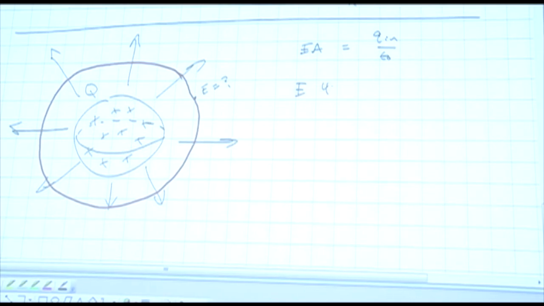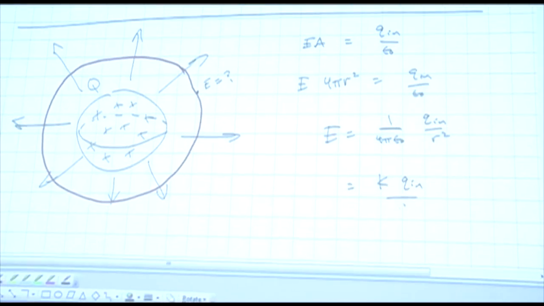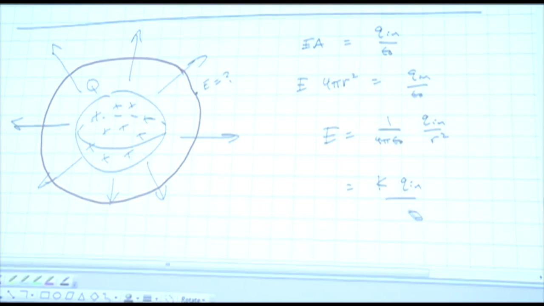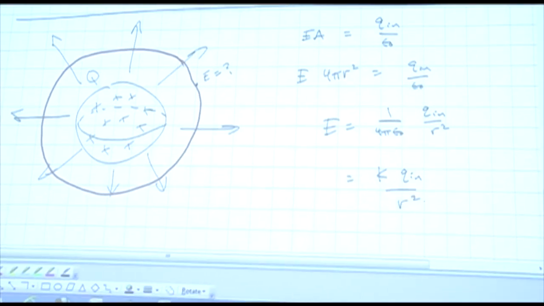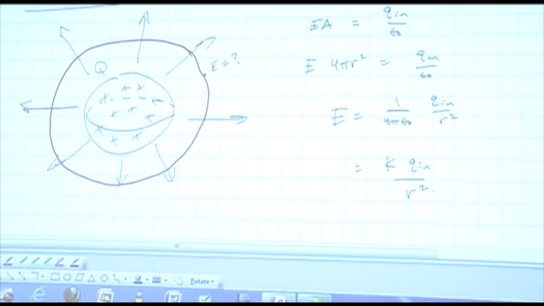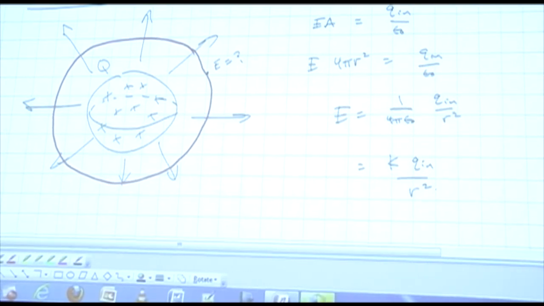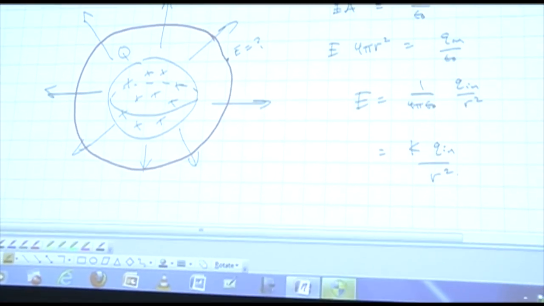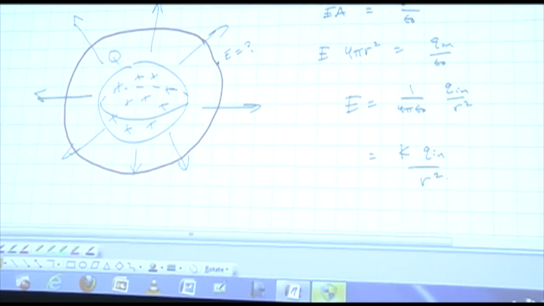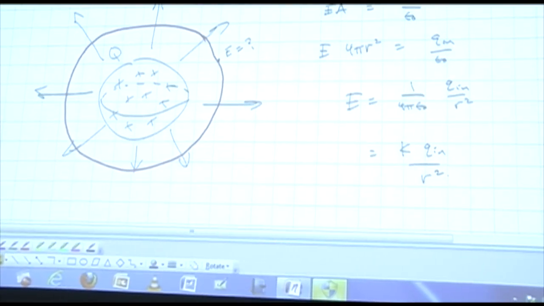This is a sphere again, 4 pi r squared. This is just k. What is that? That's the same as a point charge.